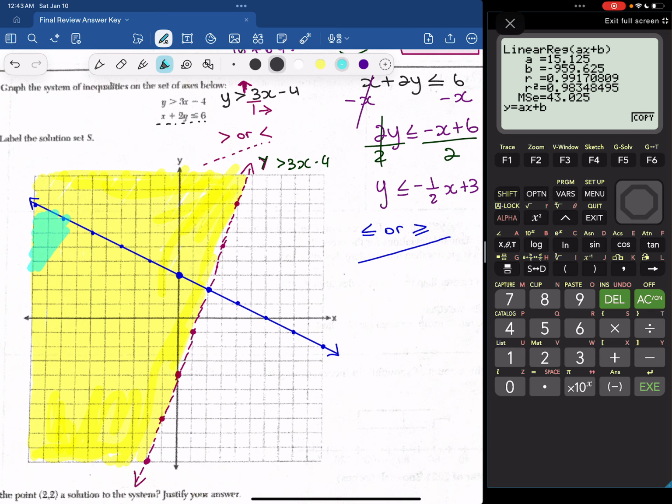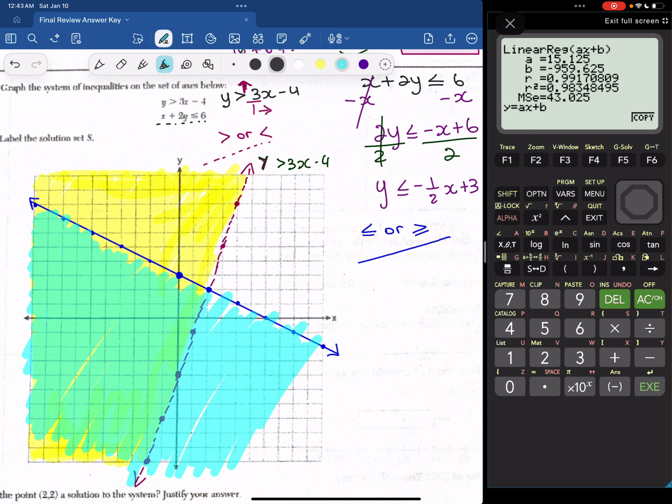So if it's less than, we're going to shade below our line. So I'm going to shade everywhere below this line. Be careful when you're shading not to just stop right here, right? You want to shade everywhere below the line. And this is a much more horrible shading than the other one, but it will do. All right, perfect.